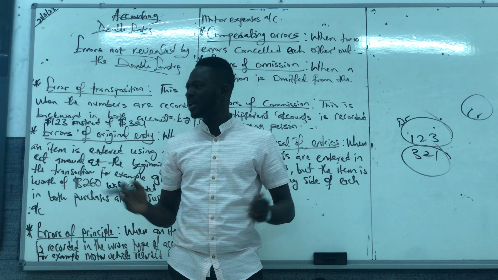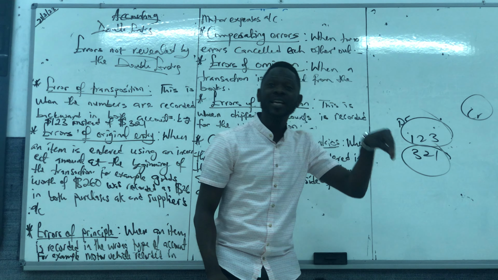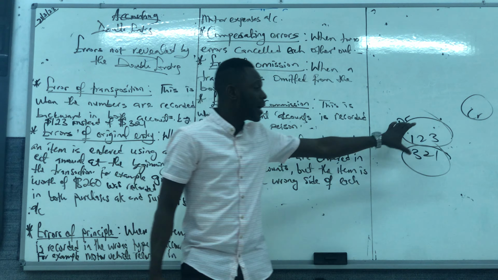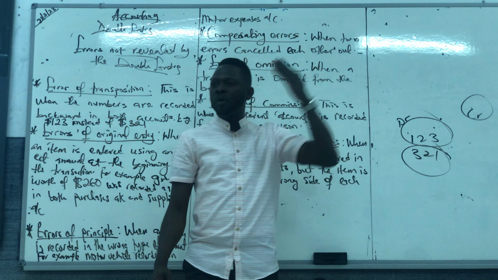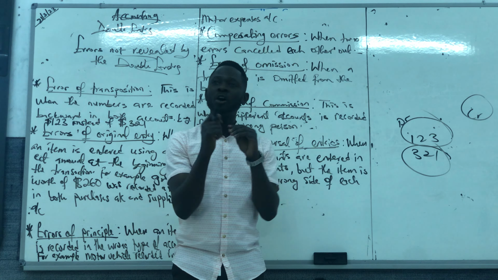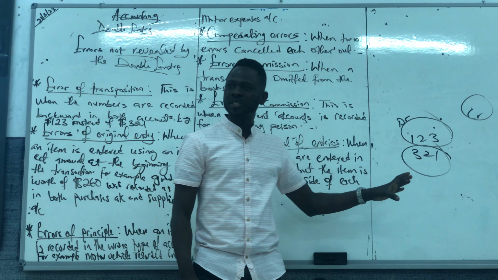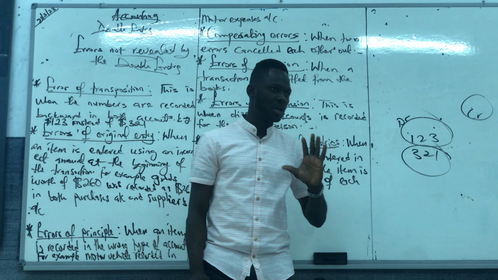You could make a mistake, but this mistake will not be revealed in the double entry, because the figure you are writing is the same figure on both the debit and the credit side. It's just the wrong amount, the same wrong amount on both sides. Is it clear? This is what we call transposition error. Any question about transposition error?